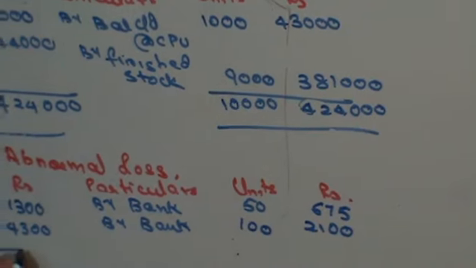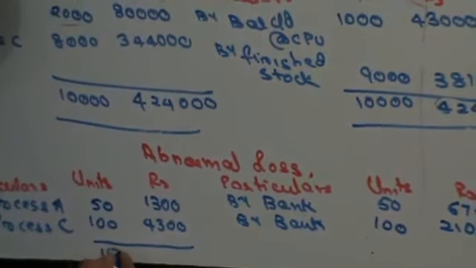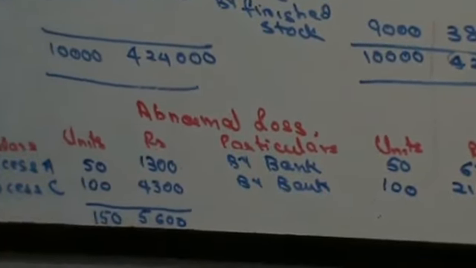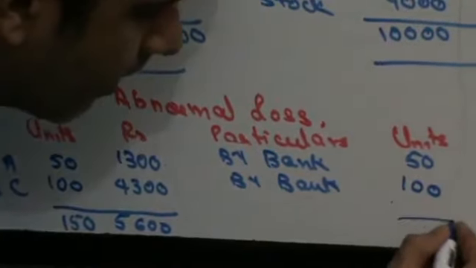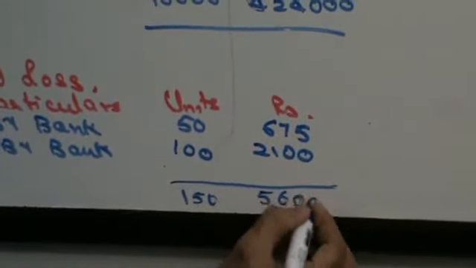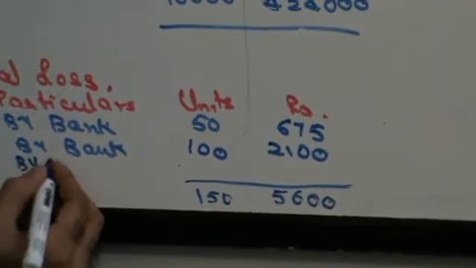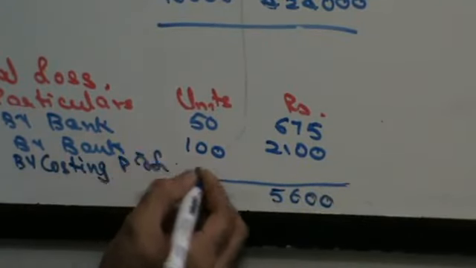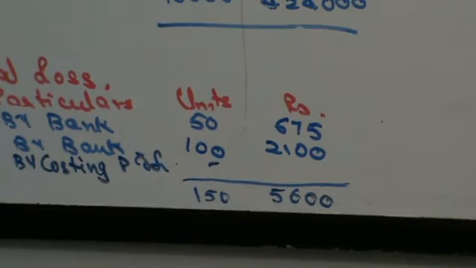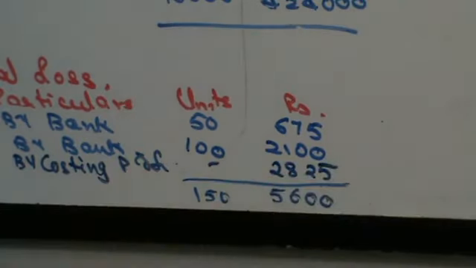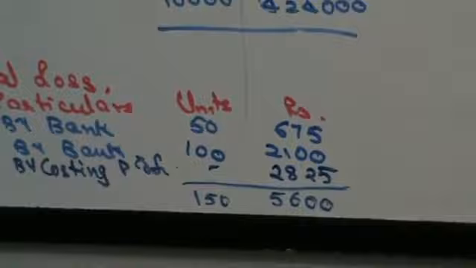Tally this. If I tally this, this is going to be 150 and 5,600. The difference will be by costing P&L. Costing P&L, the difference is going to come out to 2,825. Right? So abnormal loss is done.